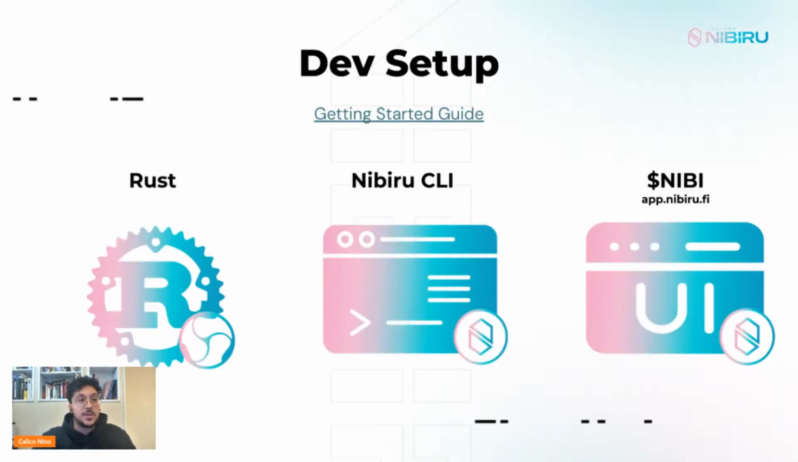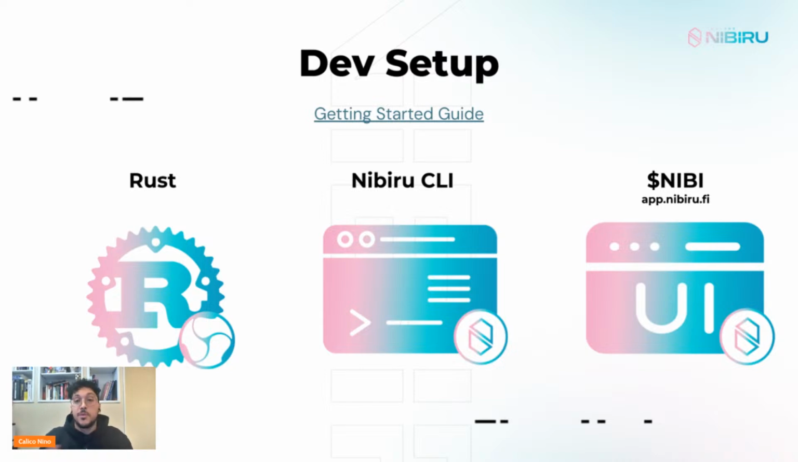Now for the dev setup. To enable yourself to use CosmWasm, you need three things, ideally: Rust, the Nibiru CLI, and some NIBI tokens to deploy and to interact with your contracts. We'll go through the setup for all three at the end of the demo, but just know that you need only these three things to set it up.